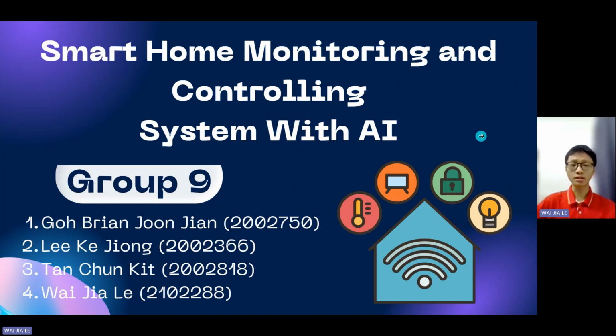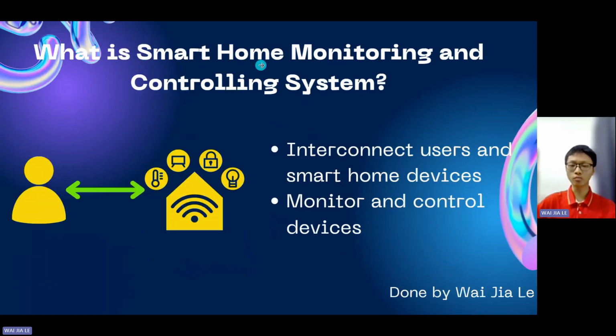So, what is this system? First of all, we need to know what a smart home is. A smart home is a residence that interconnects all the smart home devices to the cloud. So, the monitoring and control system can help users access these devices through the internet, anytime and anywhere.